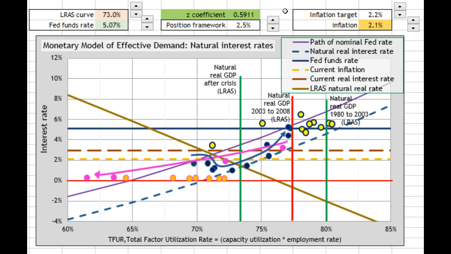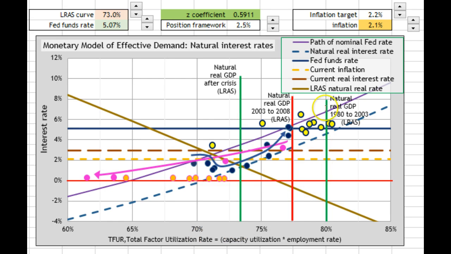So this is the graph that I've been using, which is the monetary model of effective demand using natural interest rates. And I'll just give a brief rundown of what this graph is showing. On the side here you have an interest rate measure, which means it could measure the Fed interest rate, natural interest rates, inflation. And on the bottom you have the utilization of capital and labor multiplied together to get the total factor utilization rate. And that's used as a measure of production and output for real GDP.